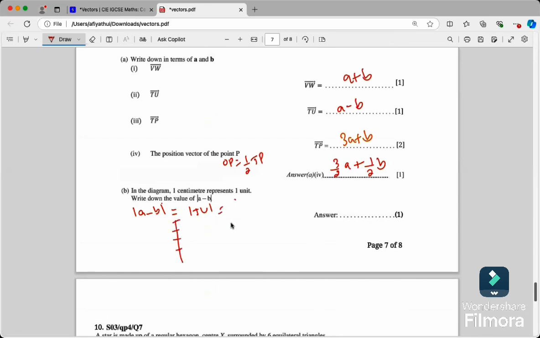Therefore, TU is going to be x and y. So the x component is 0, y component is 4. If you take the magnitude formula, it will be 0 squared plus 4 squared. So the answer is going to be 4.